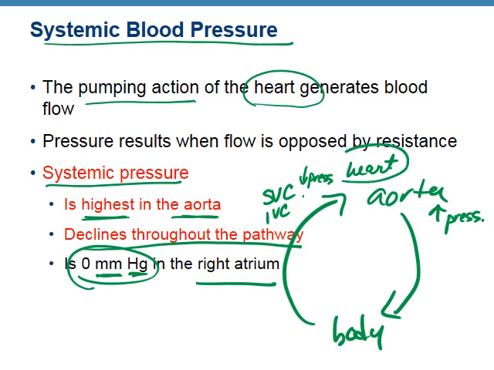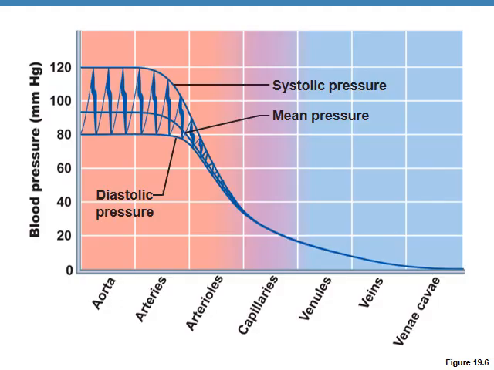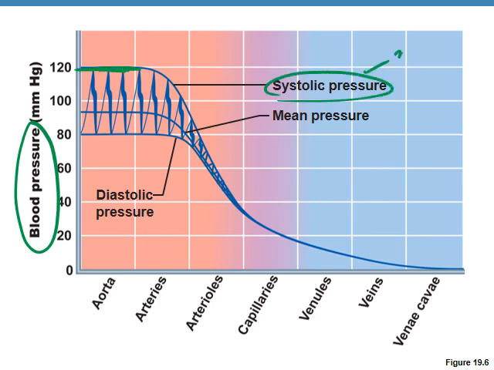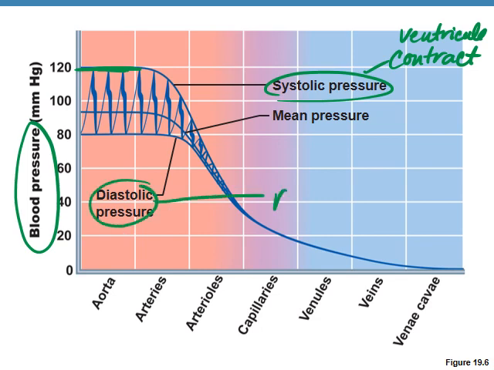So by the time you dump back into the heart, your blood is under super low pressure or none at all. I think this is a nice figure. They're showing you blood pressure, and they're showing you systolic. Remember, with systolic, you should be thinking contraction, probably associating it with ventricle contraction. And then here's diastolic pressure. You should be associating this with relaxation of the ventricles, right?